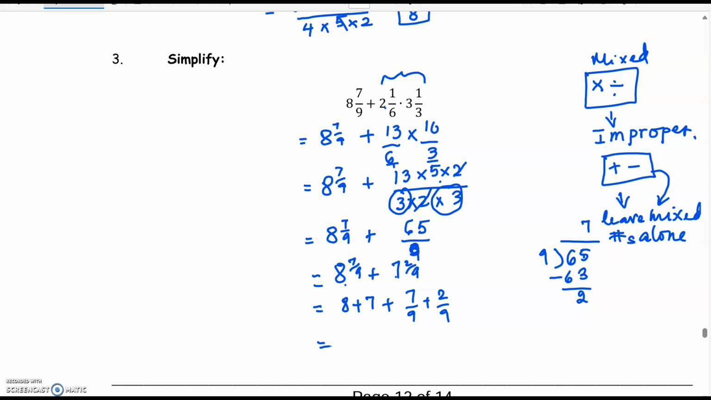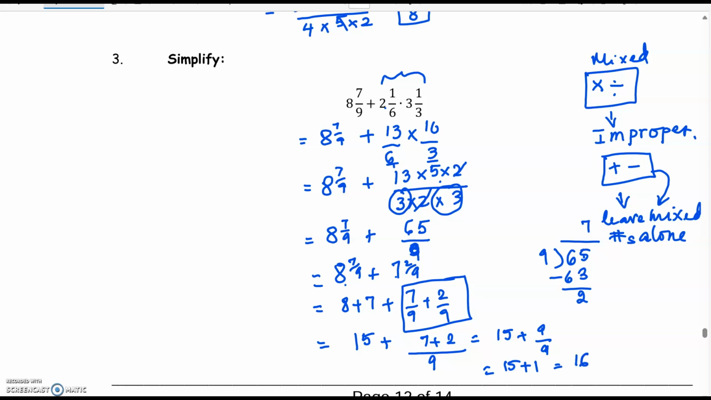8 plus 7 is 15, and when I add these two fractions, I'm counting ninths, so the denominator is the common denominator, and the numerator is 7 plus 2, which is 9. So 15 plus 9/9 is 15 plus 1, which is equal to 16.